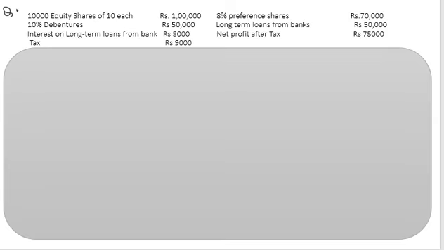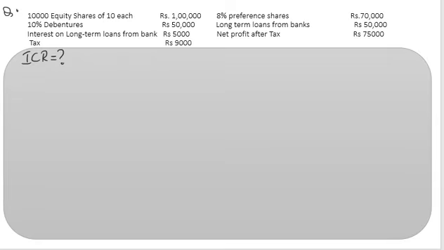10,000 equity shares of 10 each, which is 1 lakh, 8% preference shares 70,000, 10% debentures 50,000, interest on long-term loans from banks 5,000, tax 9,000, long-term loans from banks 50,000, net profit after tax is given, which is 75,000. Now we need to calculate interest coverage ratio.